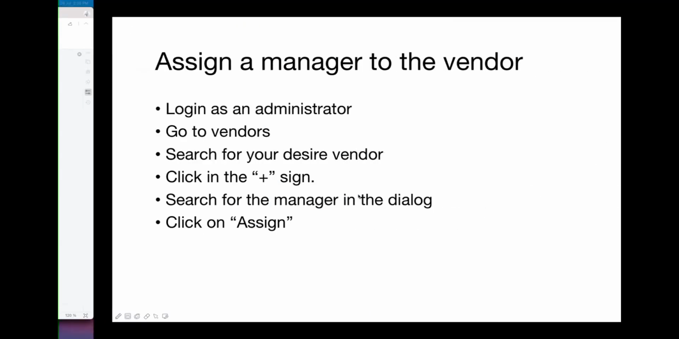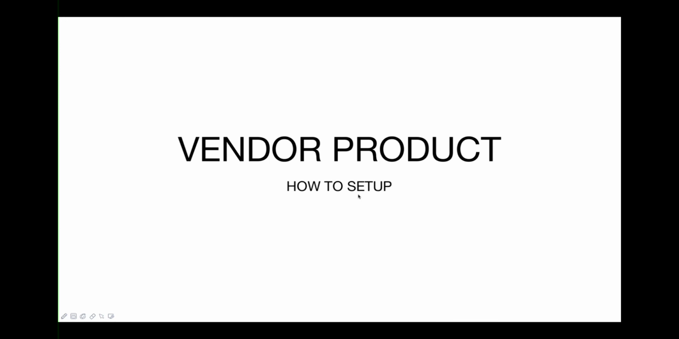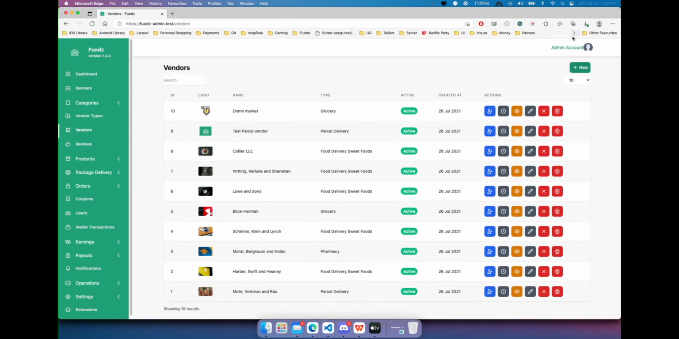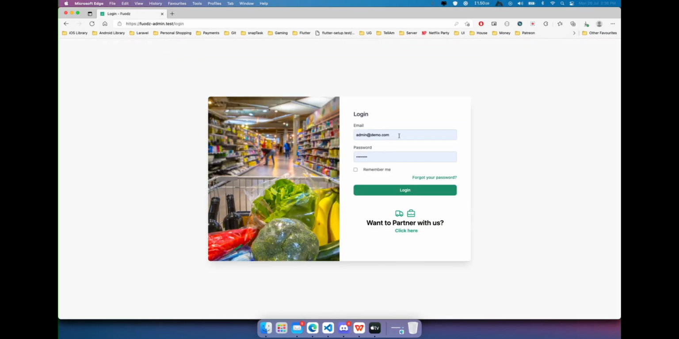Now the next step is to set up the products of the vendor, the option groups and everything. To create products, first you need to log in as the manager of the vendor, not as the administrator, as stated here. Go to products, click on the plus sign, fill in the form, click on save. So what I'm going to do right now is log out and log in as the manager we just created and assigned to that vendor. I think it's manager two. The password is actually password. So let's log in.